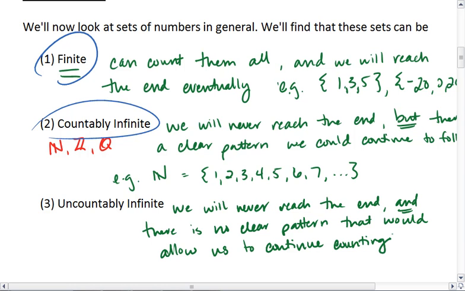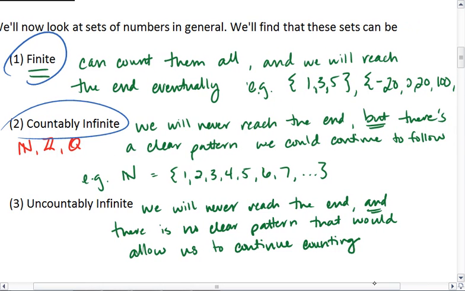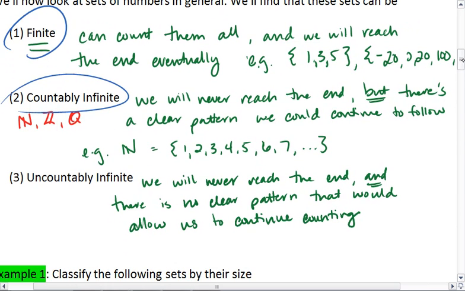One thing to keep in mind, these definitions are not strict, rigorous definitions. This is just for a basic understanding of finite, countably infinite, and uncountably infinite. If you want a rigorous definition, make sure that you go to a math textbook or research for a proper definition online. This is just to give you a very, very basic idea.